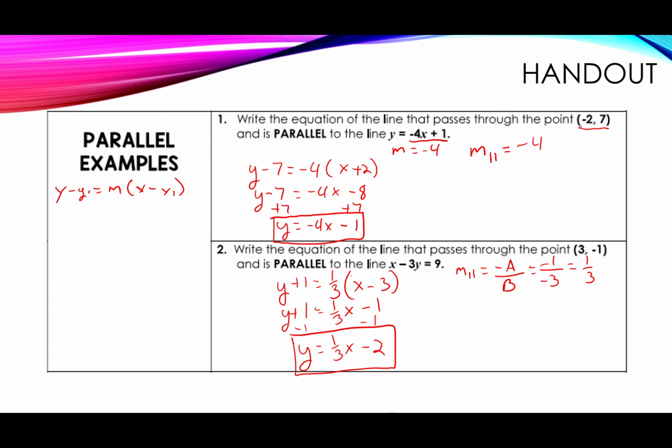Okay, and again, I can easily check that. If I put 3 where x is, 1/3 of 3 is 1, and 1 minus 2 is negative 1, which is what this says it should be. Okay, so let's move on.